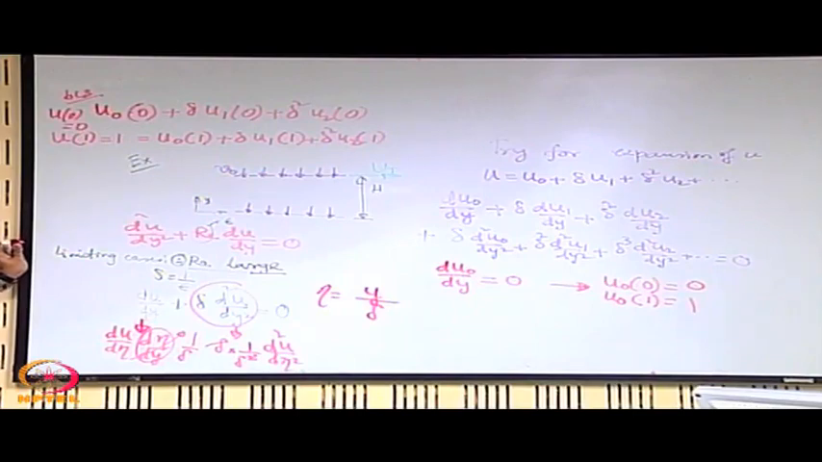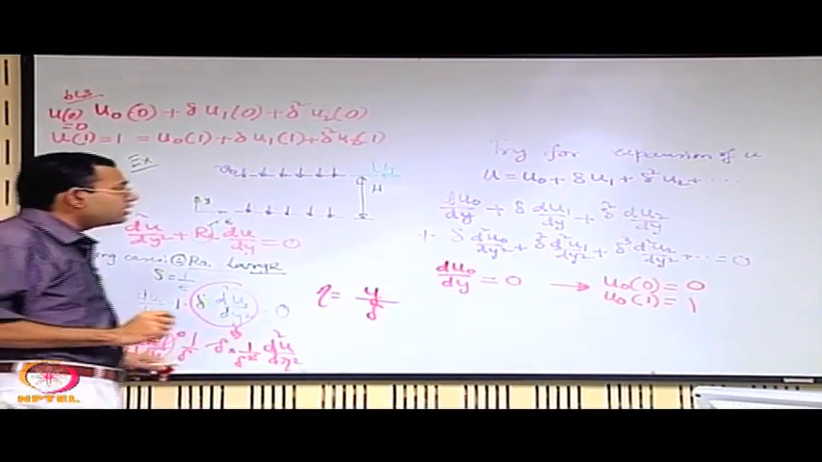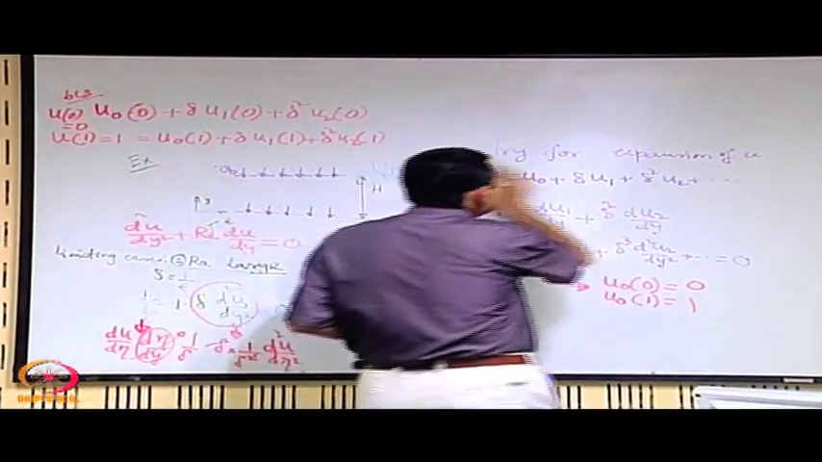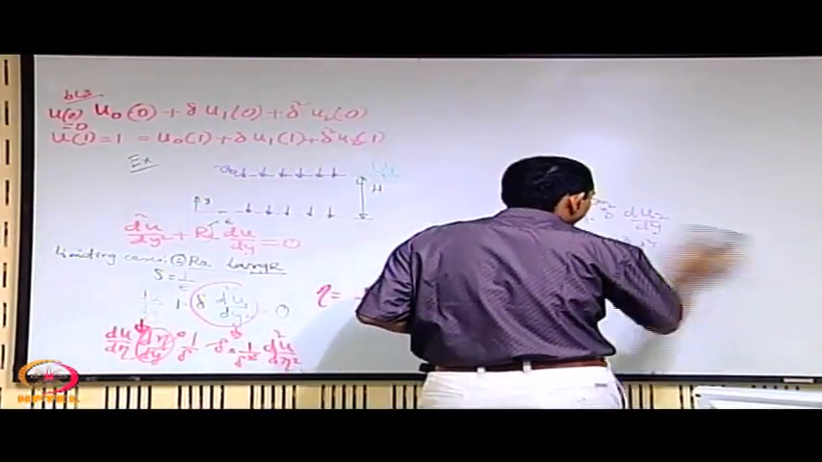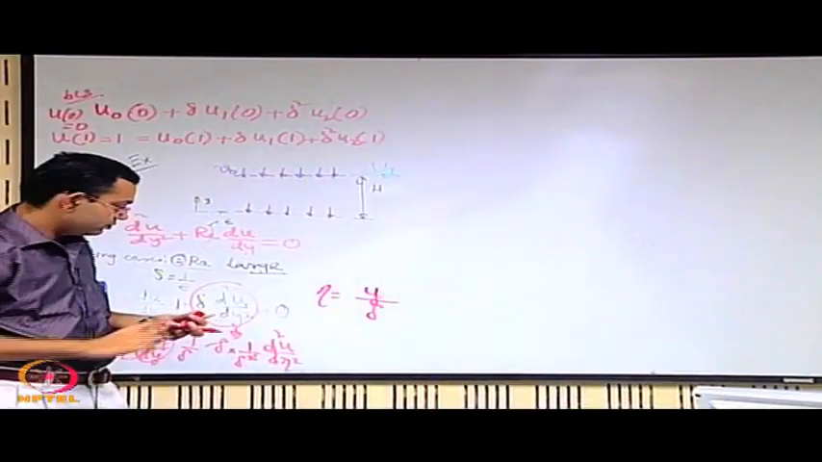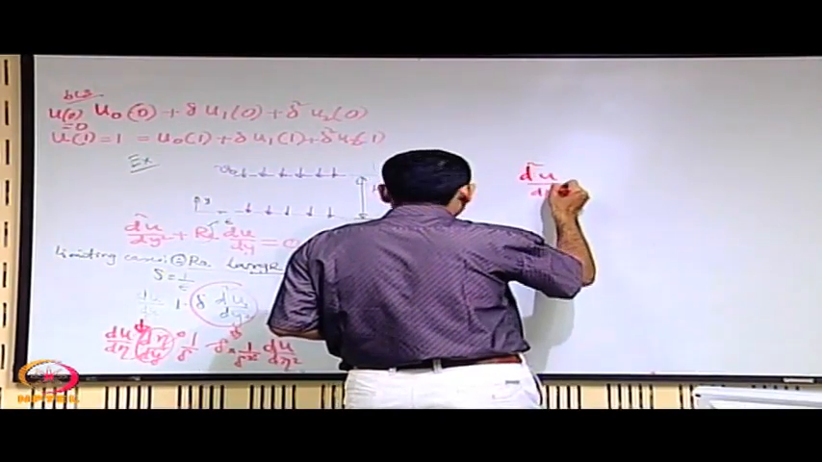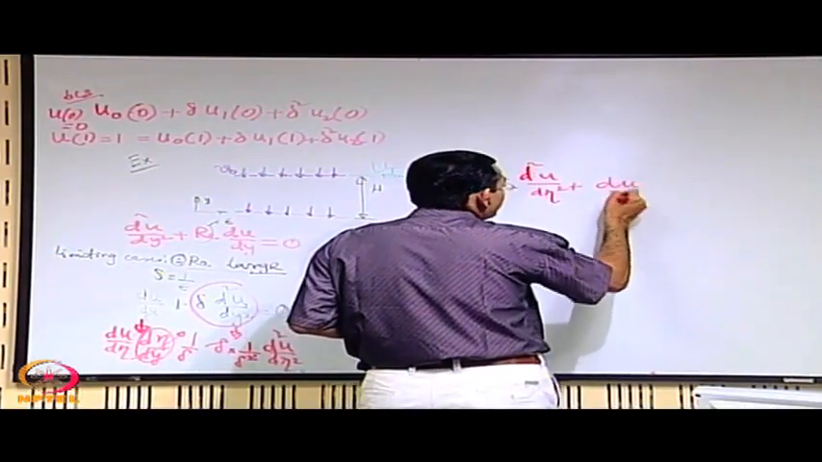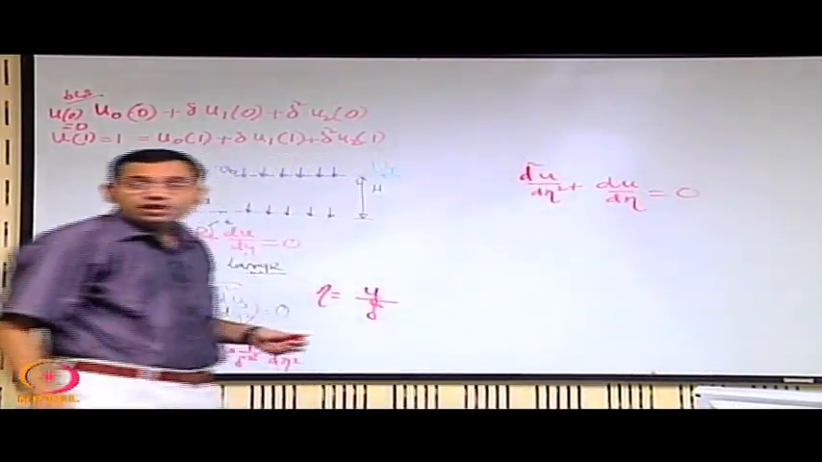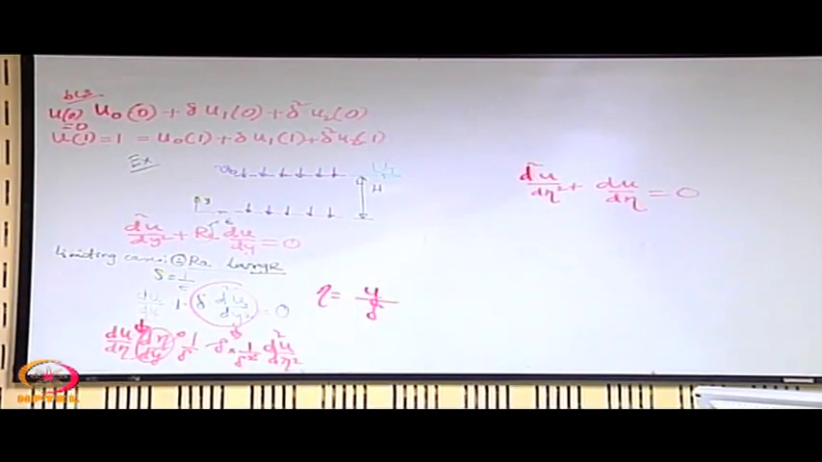See, 1 by delta is not 0, it may be small but it is not 0. So there is a difference between small and 0, that is what we are trying to highlight here. It may be limitingly small, but that does not mean that you may have the liberty of taking it as 0. So then what is the governing equation? The governing equation becomes d2u d eta 2 plus du d eta equal to 0. This we say is the appropriate governing equation for the inner region.